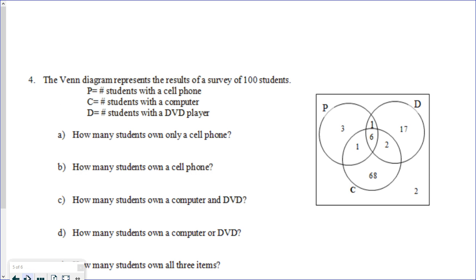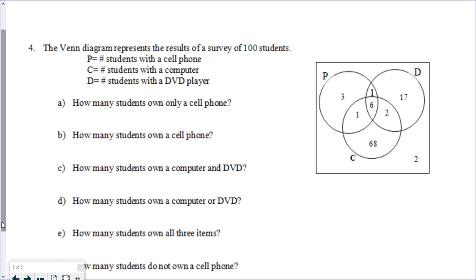So the Venn diagram represents the results of a survey of 100 students. So set P is the number of students with a cell phone. Set C is the number of students with a computer. Set D is the number of students with a DVD player. So looking at that, it's given us our pieces of information. Phone, DVD, and computer.